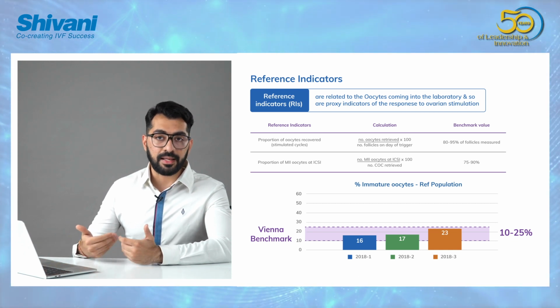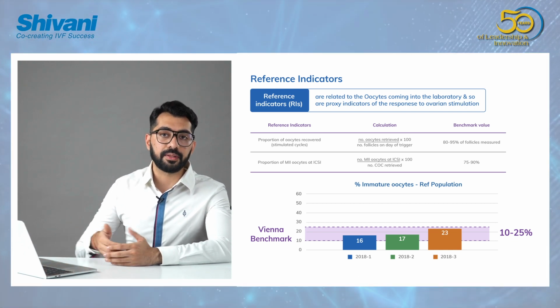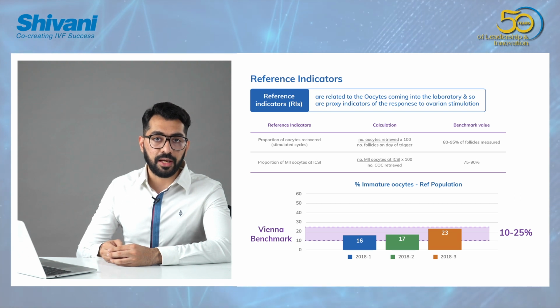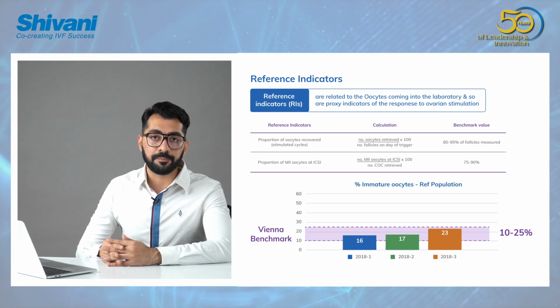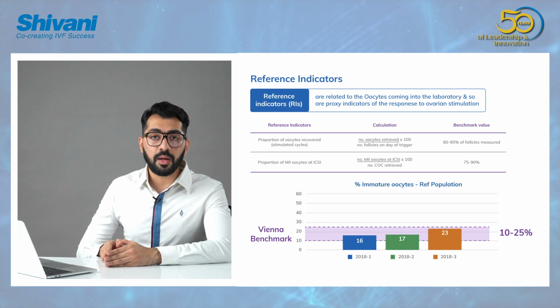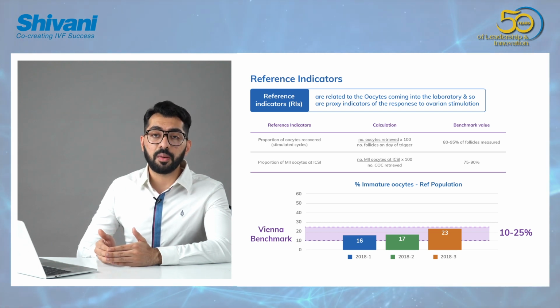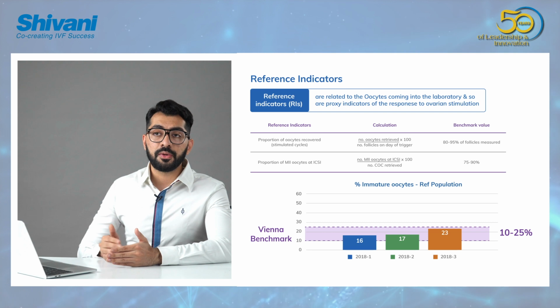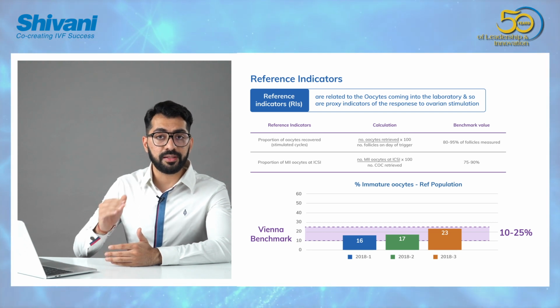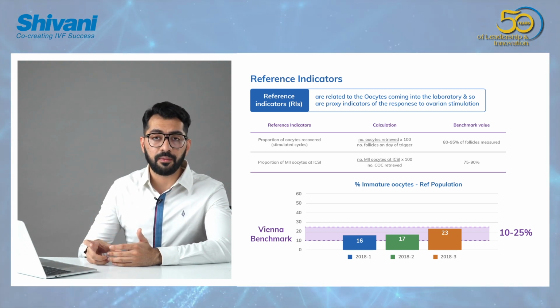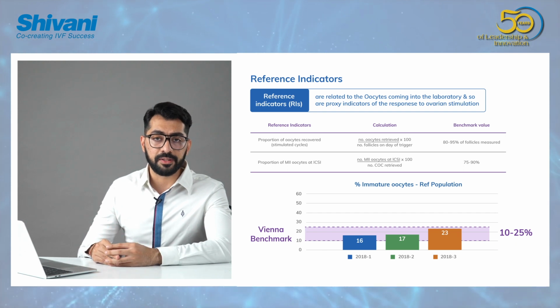And this basically, as a lab director, tells me that that is the person that I want to train and check off for the specific procedure. Now the second one is the maturation rate, or the number of M2 oocytes that you recover. So basically this is the number of M2 oocytes divided by the total number of eggs that were recovered, and you multiply it by 100 to get a percentage.